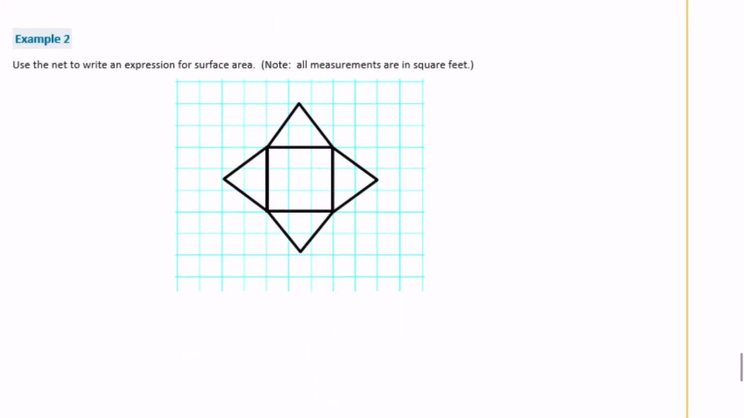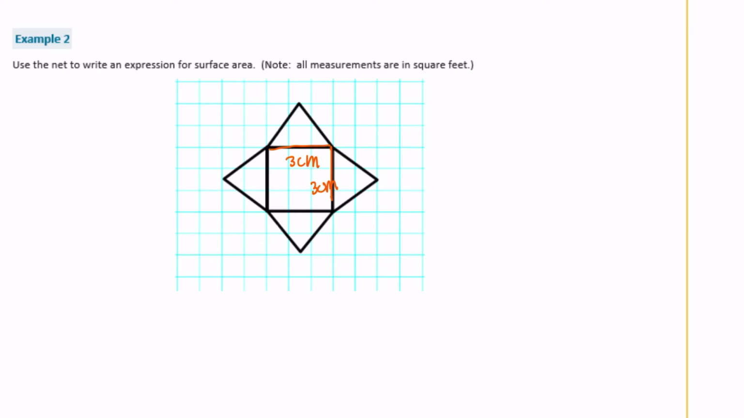So example 2, use the net to write an expression for surface area. Note all measurements are in square feet. So here we just have to write an expression. So it looks like we have, these are 3 centimeters on all sides. So all 3 centimeters.